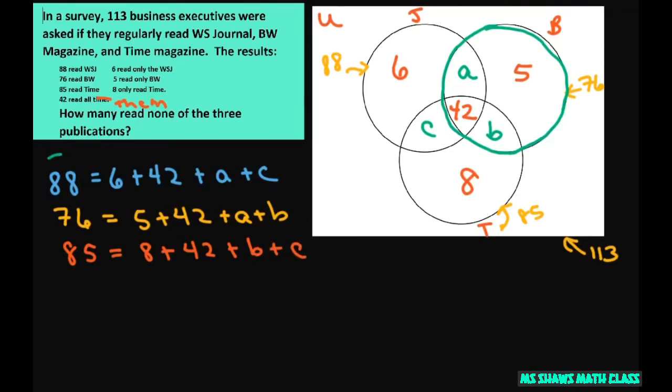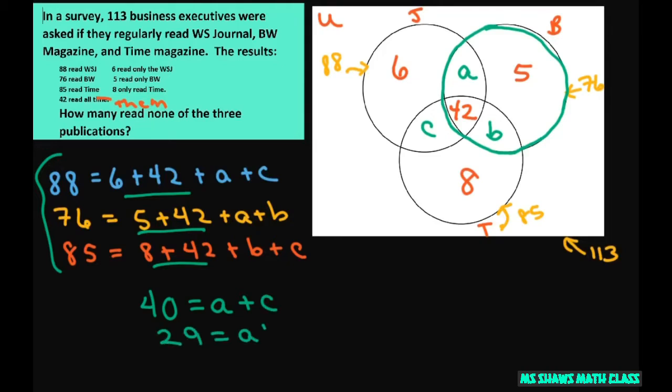Now, if I simplify this, I'm going to subtract these numbers from the right and the left, and it simplifies to 40 equals A plus C, 29 equals A plus B, and 35 equals B plus C. Now we have a system of equations, and we're going to solve for those. So let's do it on the next slide. I already put the answers on the next slide, but we'll go ahead and do that.